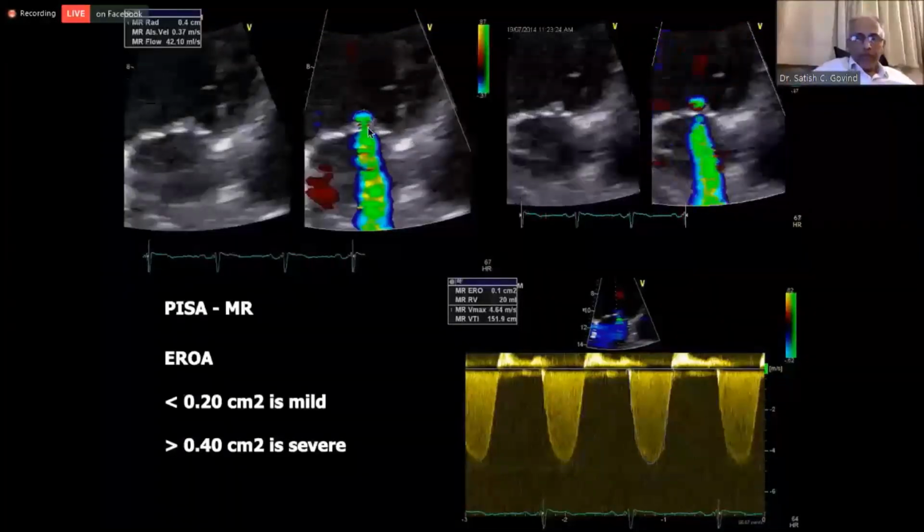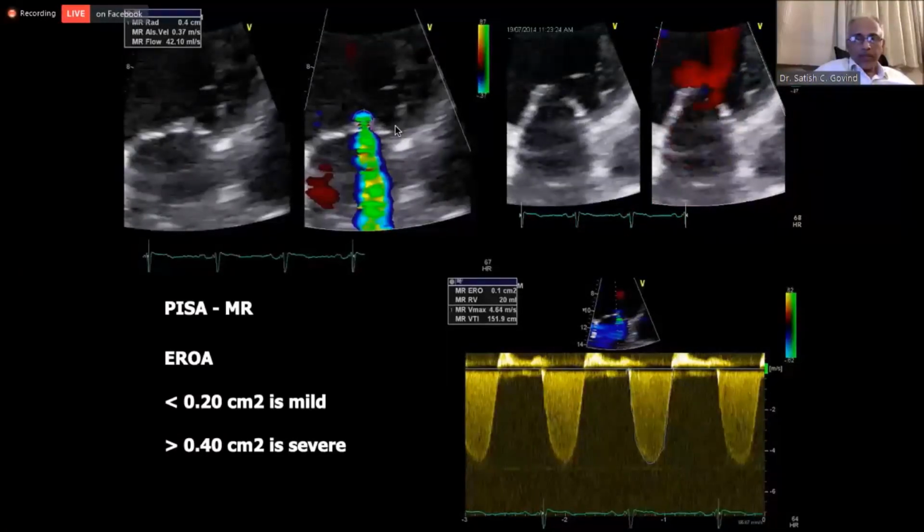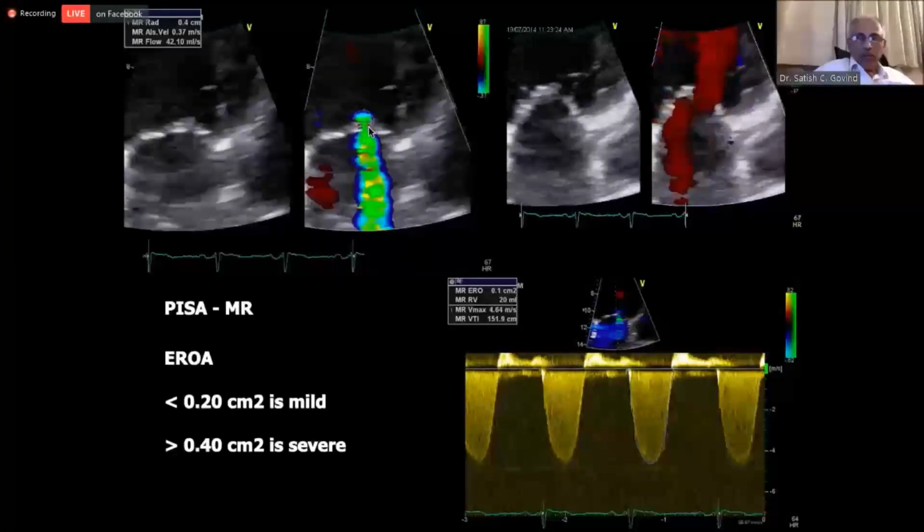Only then does the PISA do well. So when the orifice is not circular, then the PISA is not going to be reliable. So you have to be careful in terms of what anatomy you're dealing with.